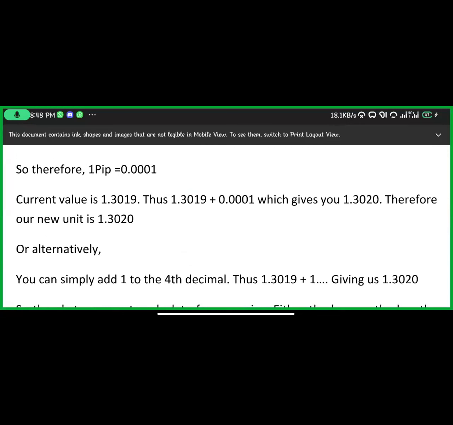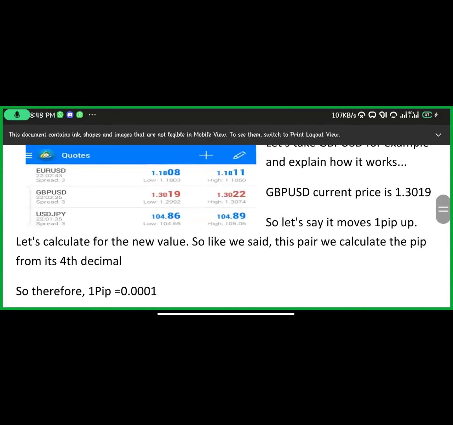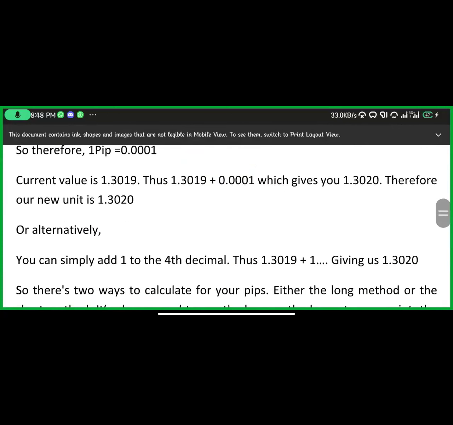So let's continue from here. If you're adding 1 pip to the current price for GBP USD, and the price here is what? 1.3019. If we add 1 pip to it, we are targeting the last pip, that's where it started from, the 4th decimal. That's where we calculate it from. The current value is 1.3019. Thus, 1.3019 plus 0.0001, because we've added 1 pip to it, from the 4th decimal, is going to give us what? 1.3020. This is the layman's understanding of how to calculate pips.